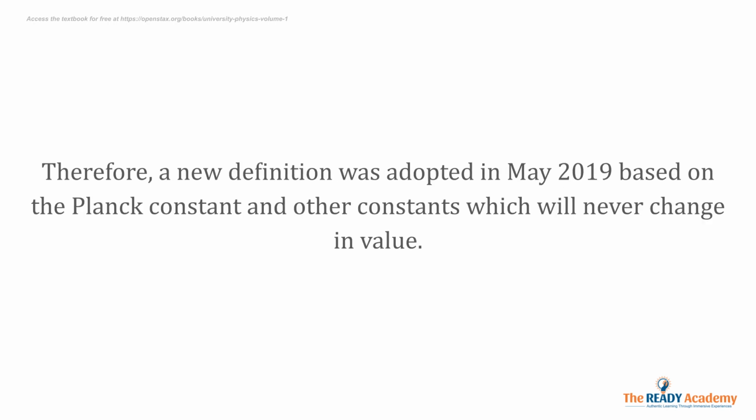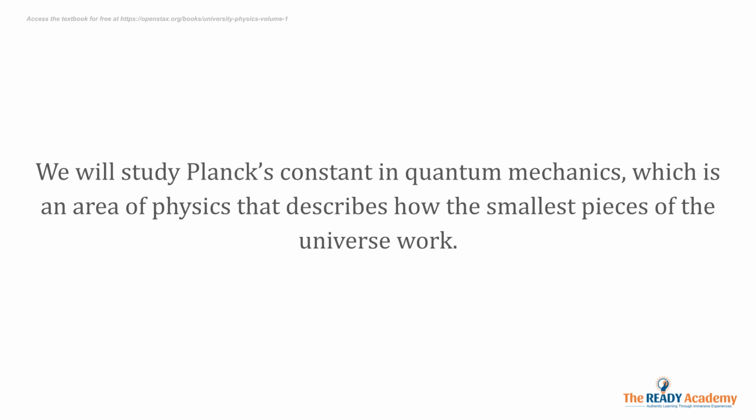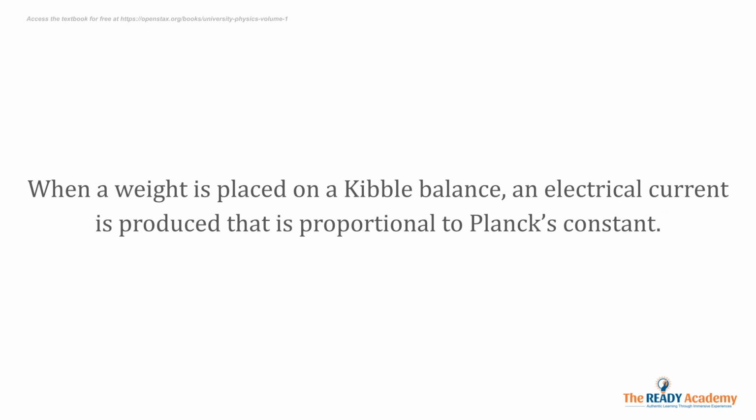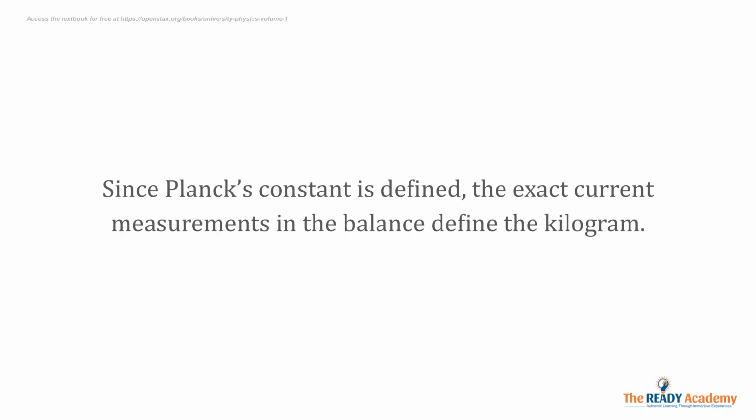Therefore, a new definition was adopted in May 2019 based on the Planck constant and other constants which will never change in value. We will study Planck's constant in quantum mechanics, which is an area of physics that describes how the smallest pieces of the universe work. The kilogram is measured on a kibble balance, see Figure 1.10. When a weight is placed on a kibble balance, an electrical current is produced that is proportional to Planck's constant. Since Planck's constant is defined, the exact current measurements in the balance define the kilogram.